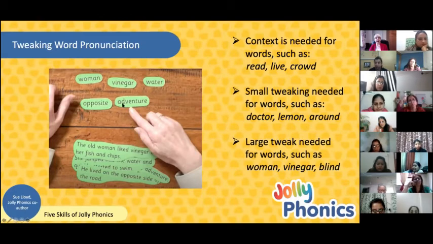Opposite, adventure. So yeah, you need a bit of help with those, and context can often help a great deal. Otherwise, you have to be guided. But once a child has been guided, they find that very easy to remember.